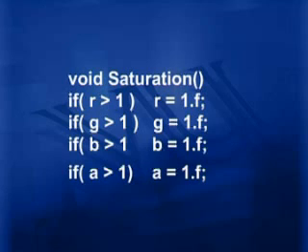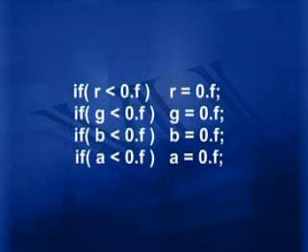What does it do? It tests if r, the red component, is greater than 1, then it says r is equal to 1 float. If g is greater than 1, then g is brought to 1 value. If b has a value greater than 1, then we bring it to 1. If a, alpha channel, has got a value greater than 1, then it is also brought down to one float value. And the other part would be that if the values grow lesser than 0, then we test them again as well.